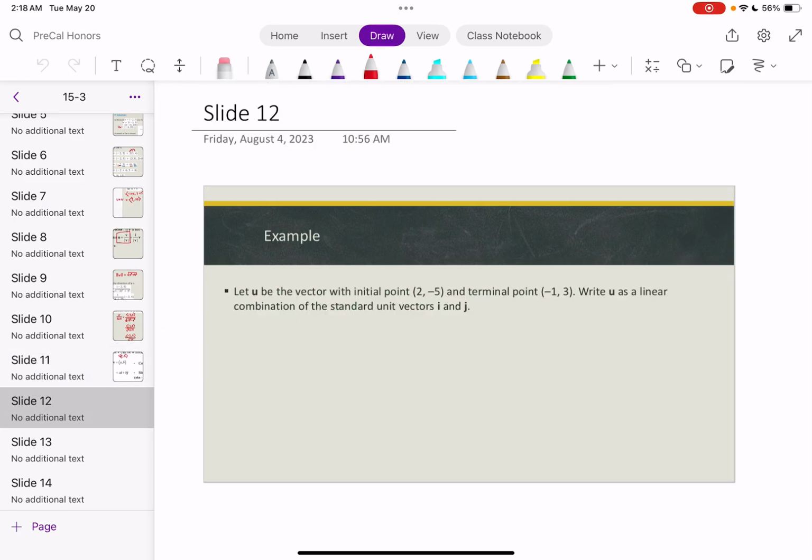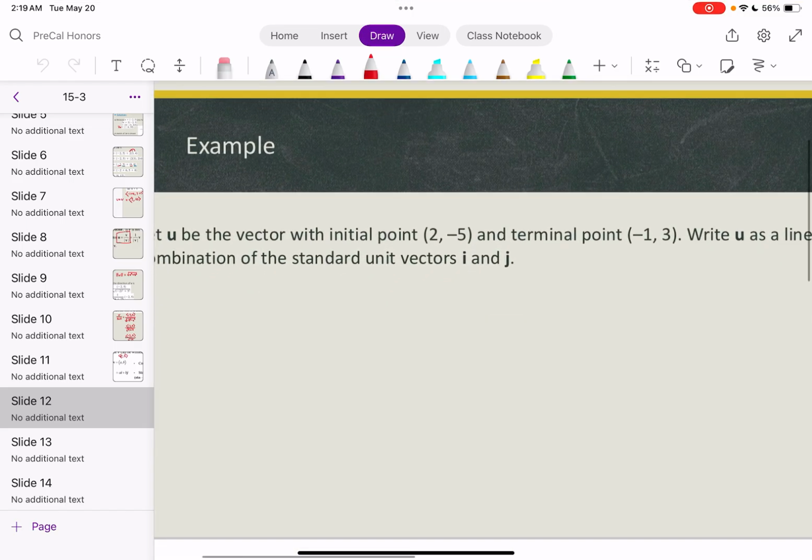Let's go ahead and take a look at slide 12. Here we have an initial point and a terminal point. So we're going to go ahead and determine what our vector would be. In this case, we are writing u as a linear combination of the standard unit vectors i and j, which means that u would be equal to negative 1 minus 2, comma 3 minus negative 5.